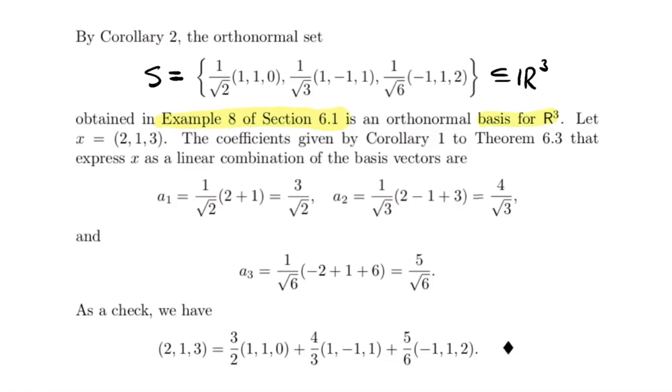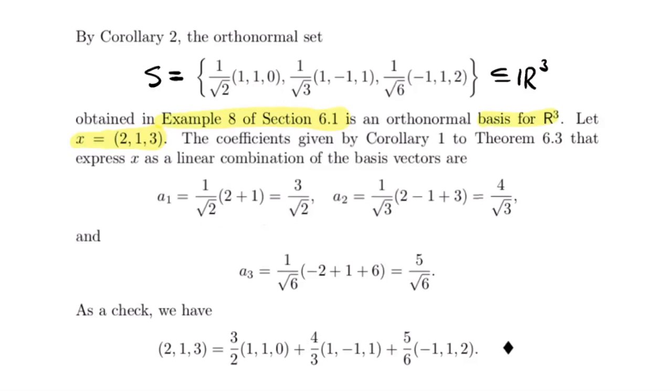And let's just pick an element of R3, this vector (2, 1, 3). So if I wanted to write that vector in this basis S, then the corollaries above say I should take the inner product. So if I take the inner product of (2, 1, 3) with this first basis vector, what are you going to get? You're going to get 2 times 1 plus 1 times 1 plus 3 times 0. That is 2 plus 1, or 3. And you multiply that by the square root of 2. So there's the computation.